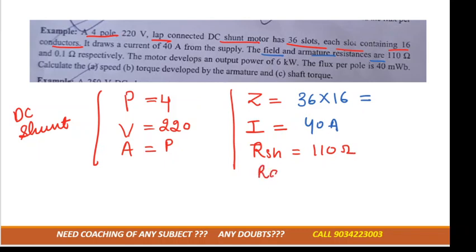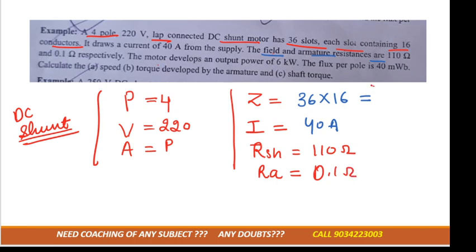Okay, and armature resistance is denoted by RA. Why have they said field resistance is shunt resistance? Because they are talking about the shunt motor. That's why field resistance is shunt resistance, and armature resistance they have mentioned is 0.1 ohm only.